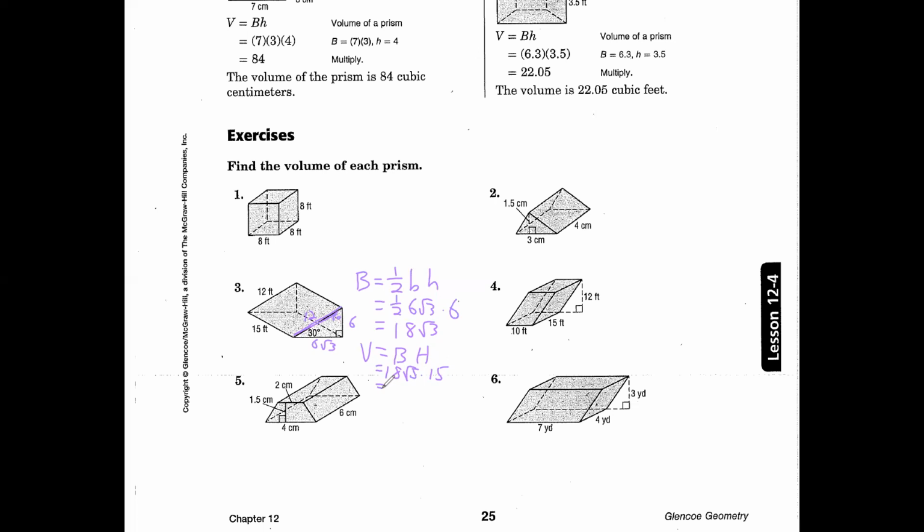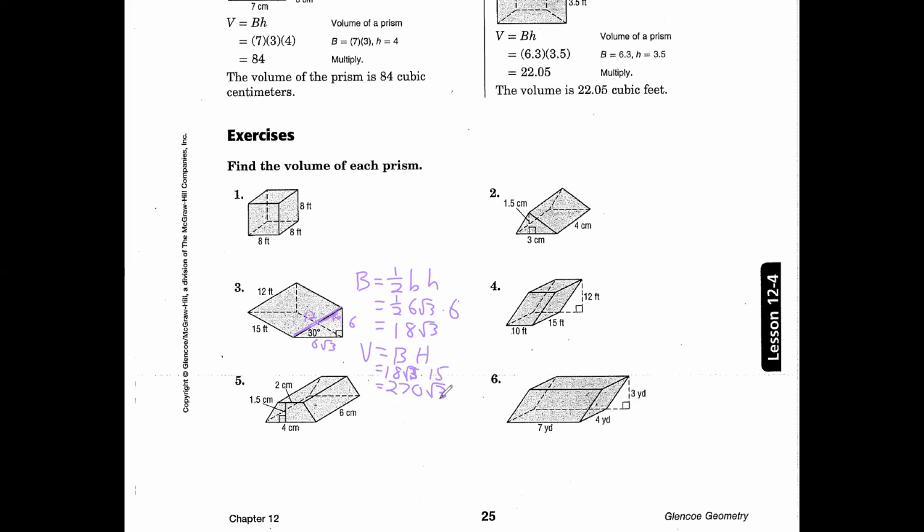Times 15, 270. So 270 radical 3 is our answer as an exact value. Again, they didn't specify it, so I could leave my answer like this.